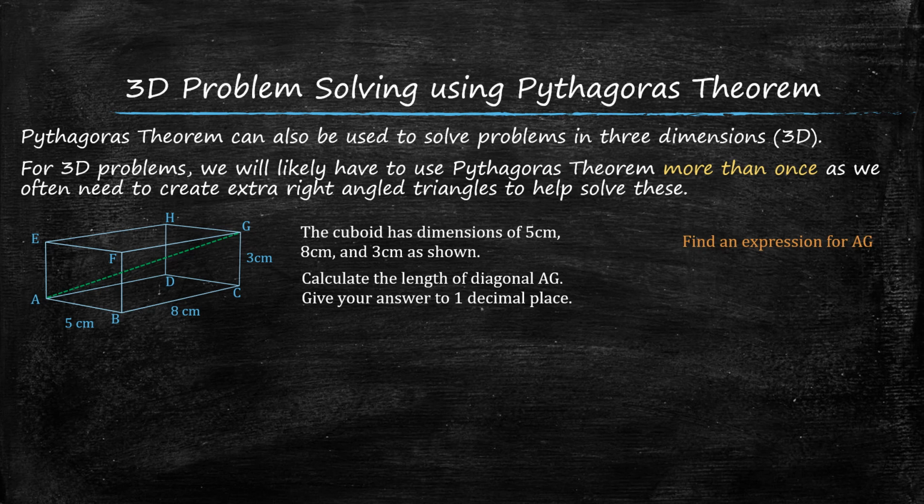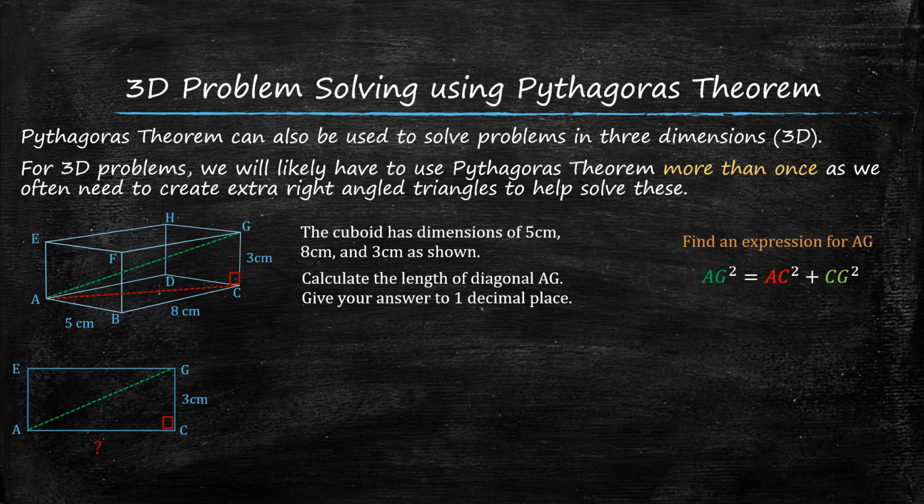Well, we need to find an expression for AG. Now looking at AG, it is also the diagonal for rectangle AEGC, and for that rectangle we have the side GC as 3 centimeters, but we don't have the side AC. If we did have the side AC, given that a rectangle has right angles within it, we could use Pythagoras theorem to find the length of AG. So let's mark that in our cuboid. So if we can find the length of AC, then using the length of AC and the length of GC, we can calculate the length of AG using Pythagoras theorem.